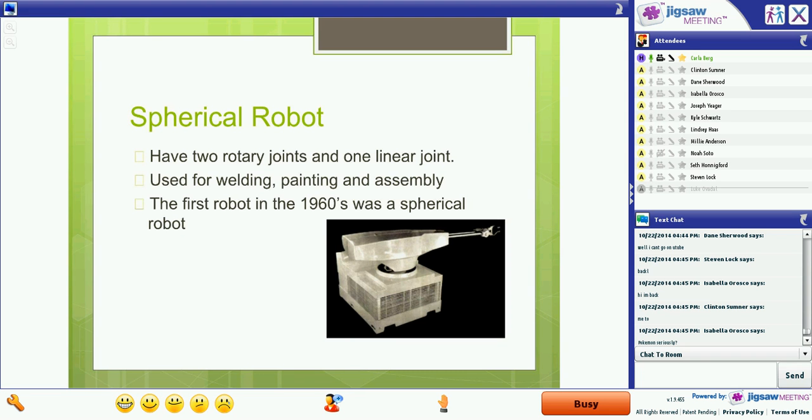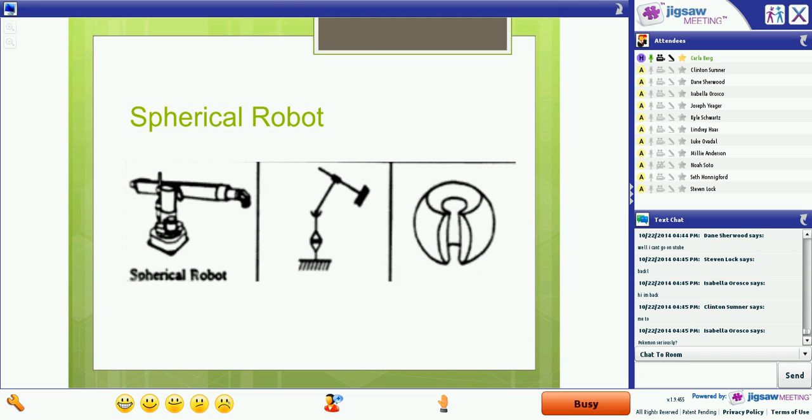Here we have a spherical robot. A spherical robot has 2 rotary joints and 1 linear joint. They're used for welding, painting, and assembly. The first robot for industrial use in the 1960s was a spherical robot. This is to show you how a spherical robot looks.